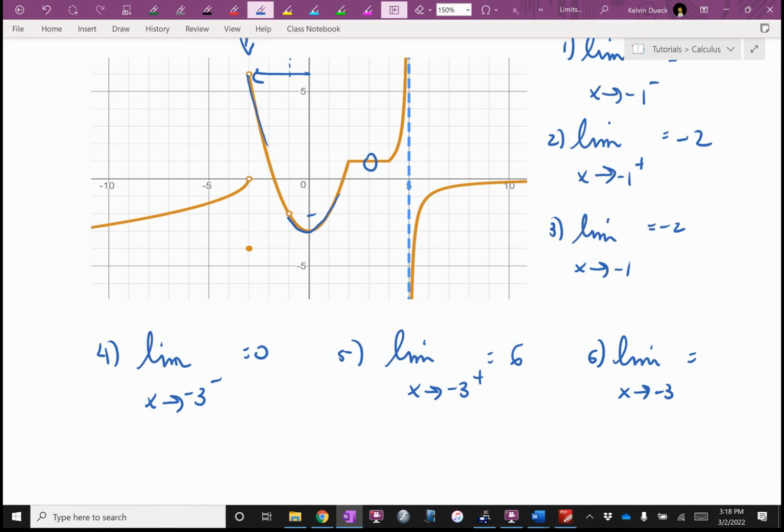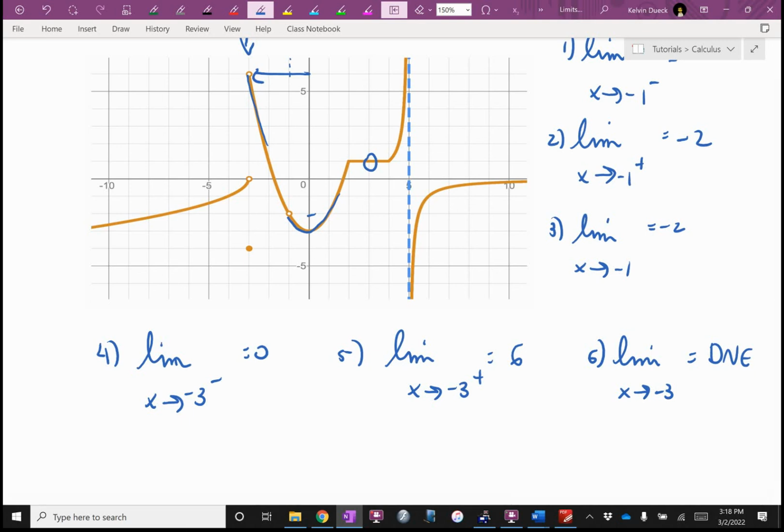It's a trick question. What does it equal? Have you seen that abbreviation yet? Okay. So that's an example of a limit that does not exist.